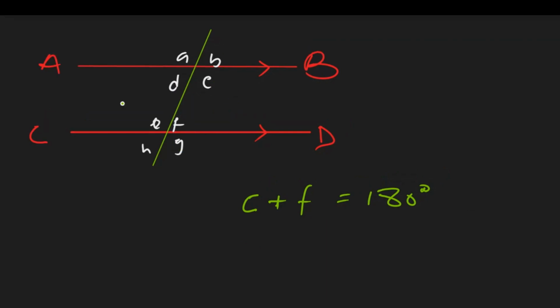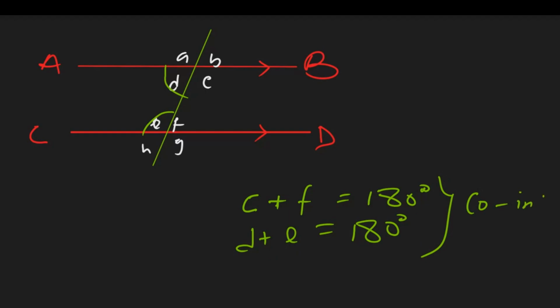Not only that one, you can also think of angle D and angle E. They are also co-interior angles or consecutive interior angles, because D is next to E, or E is next to D. And since they are consecutive interior angles, their sum must be equal to 180 degrees. So they are also supplementary. So these angles are co-interior angles.